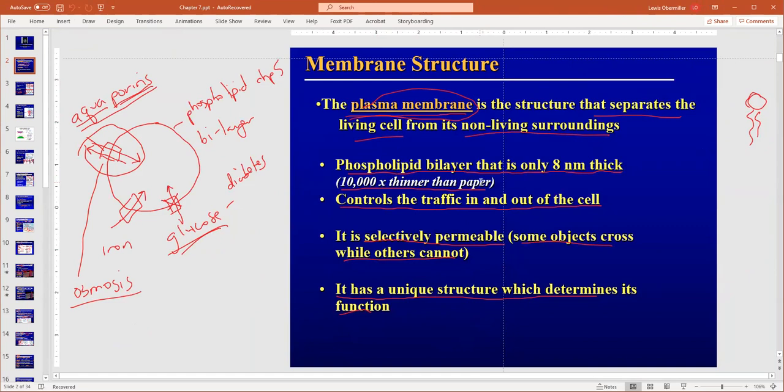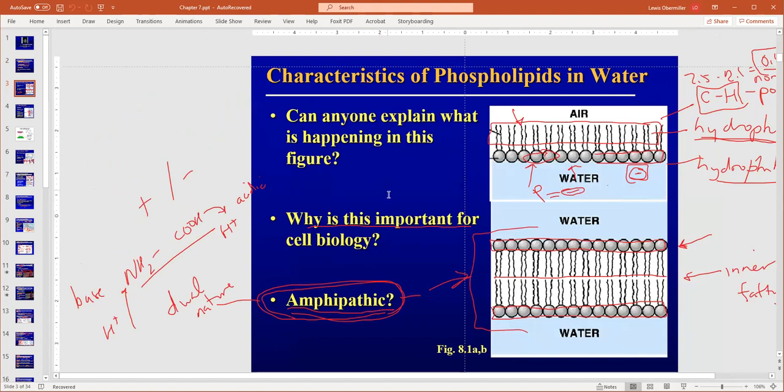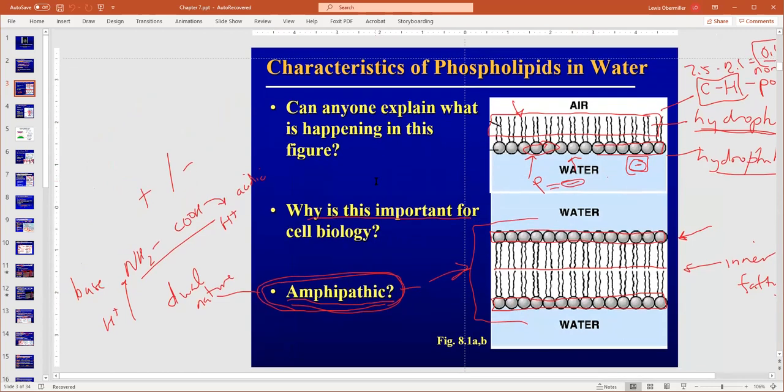It's a phospholipid bilayer that's very thin, and it controls what goes in and out of the cell. It's selectively permeable, so some objects can cross and others can't. We talked about the word amphipathic. Make sure you guys know that. That means it has a dual nature. In this case, phospholipids, one end of them is water loving, and the other end is water fearing.